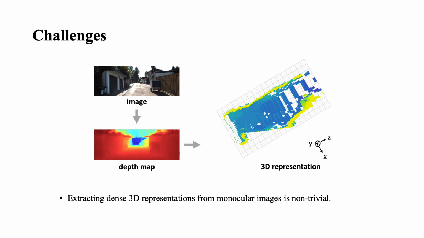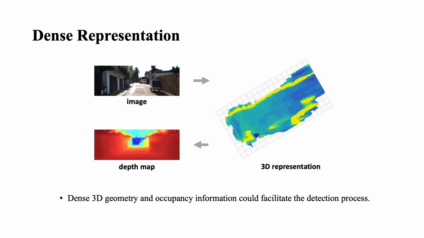In this paper, we point out that extracting dense 3D representations from monocular images is non-trivial and propose MonoNeRD to solve this problem. Specifically, we propose to model scenes with signed distance functions, SDF, to facilitate the production of dense 3D representations. Then we treat these representations as neural radiance fields and employ volume rendering to recover RGB images and depth maps. Such dense 3D geometry and occupancy information can facilitate the detection process. Extensive evaluations on KITTI and Waymo demonstrate MonoNeRD achieves state-of-the-art results.